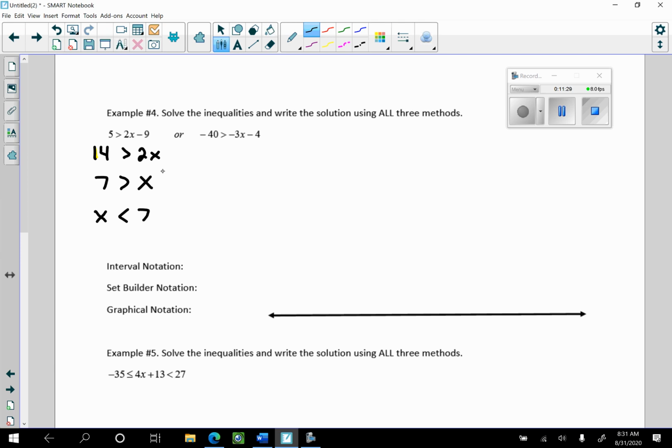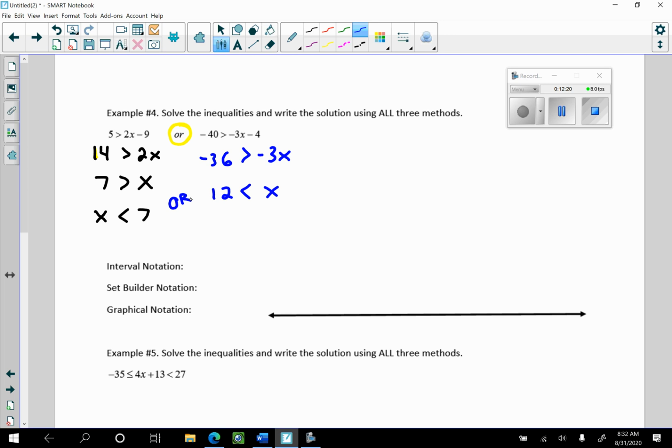And keep in mind, this is an OR. Let's add 4. If we add 4, negative 40 plus 4 is negative 36. Greater than negative 3x. Now I'm going to divide by 3. Negative 36 divided by negative 3 is going to be positive 12. And what happens to the inequality symbol? It flips. So make note of that. And so now I have x is less than 7, or x is greater than 12.